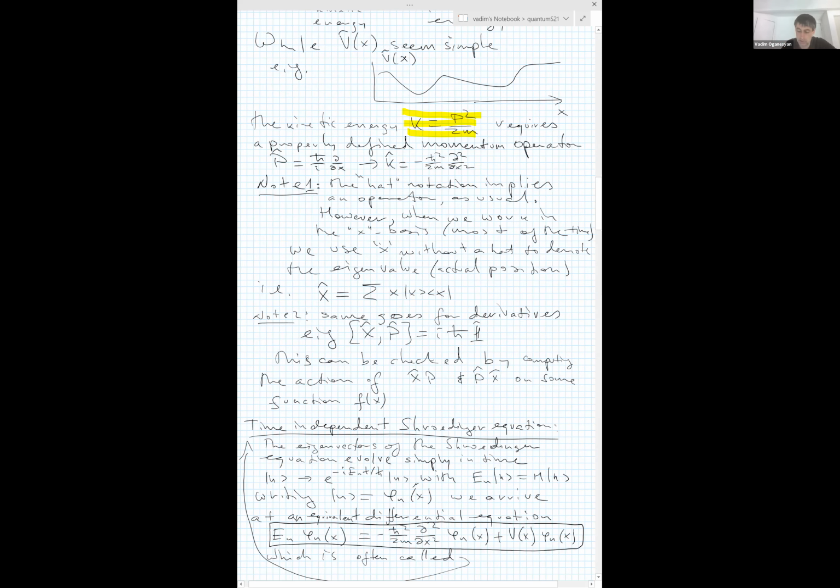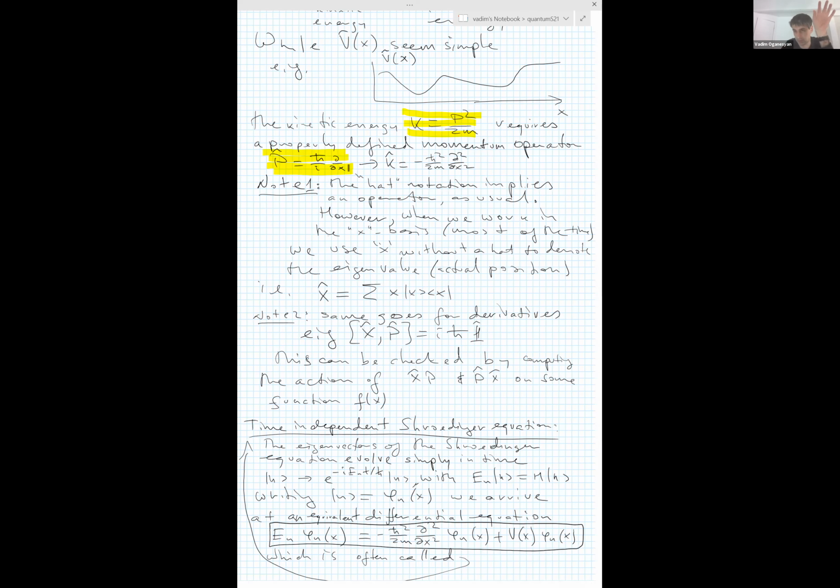Now, to think of P as an operator, it turns out that one has to think of translations, because if you think of what momentum does, if this is a particle, if the particle has momentum, the particle will have moved in a certain amount of time. And so it turns out one can derive that the correct momentum operator is a derivative. Right?